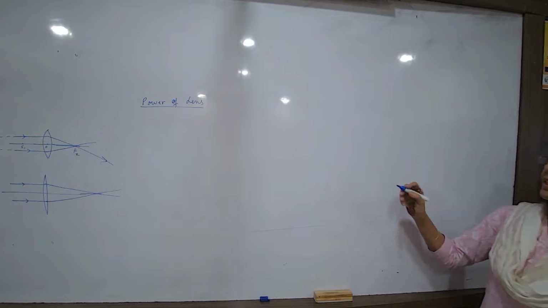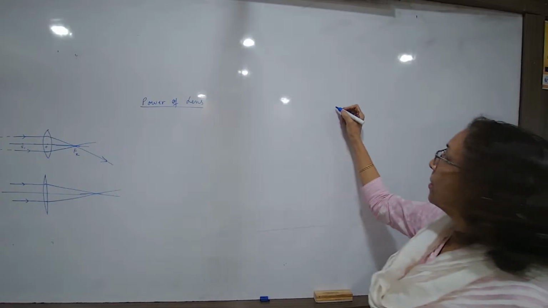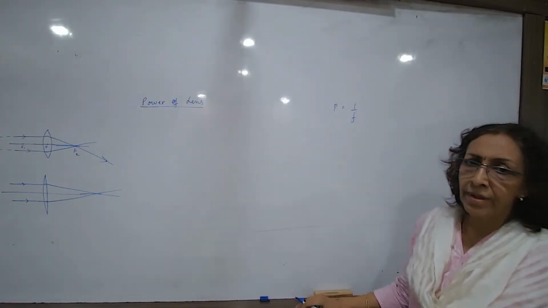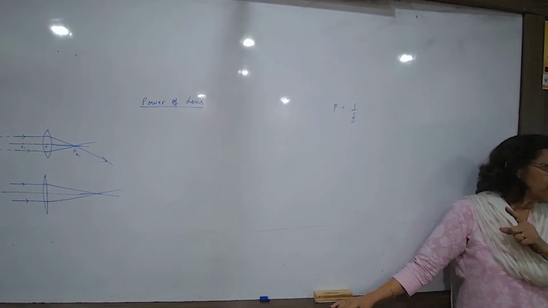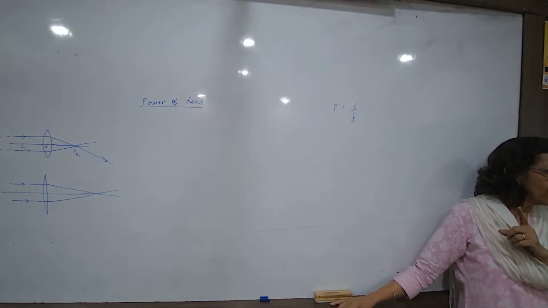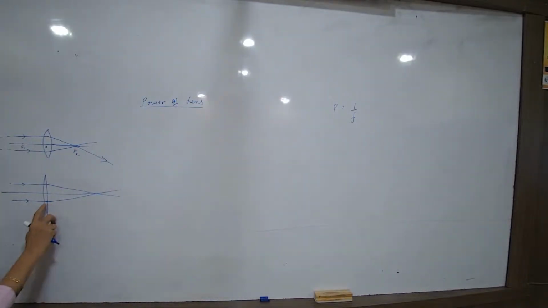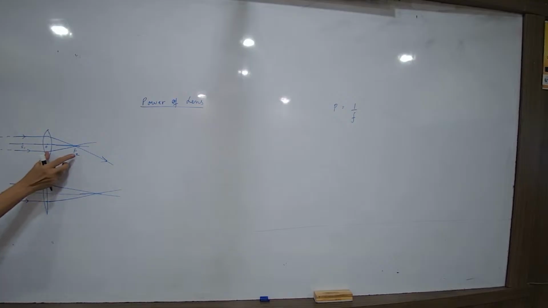So how can we calculate the power of the lens? Power of a lens, P, is always given as 1 divided by F. That means it's inversely proportional. Is it directly proportional? No. If F is more, power is less. If F is less, then the power is more. So what did we understand from that? That it is inversely proportional. Power of any lens is inversely proportional to the focal length.